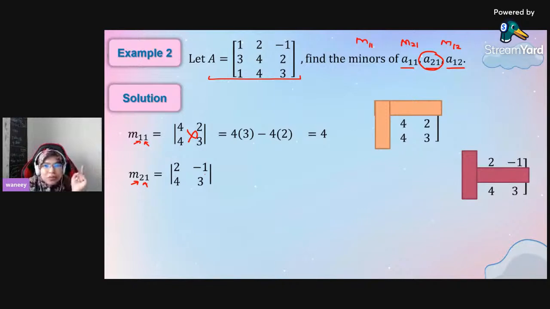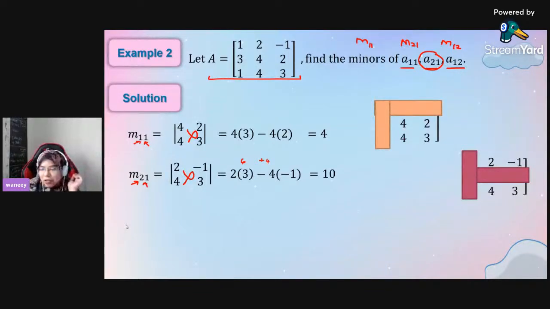So this is a 2 by 2 matrix. So we just use AD minus BC. So 2 times 3 minus negative 1 times 4. Be extra careful with the sign. Okay, so 2 times 3 minus 4 times negative 1. Okay, so 2 times 3, so this is 6. Negative 4, negative 1, so this is positive 4. So 6 plus 4, which is equal to 10.